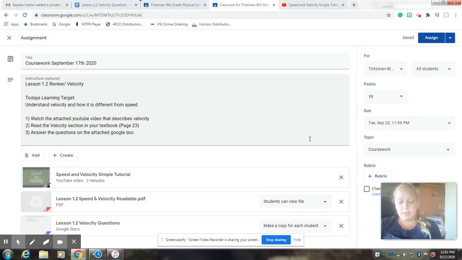I'm posting an assignment for today, which is Thursday, September 17th, and it's going to be partially review, and we're also going to look at velocity. Last Tuesday in class we ran out of time, and we talked about speed, constant speed versus instantaneous speed, but we never made it to velocity. So today, make sure you're caught up with lesson 1.1 and lesson 1.2 that we did on Tuesday, and then you're going to review and look at velocity.